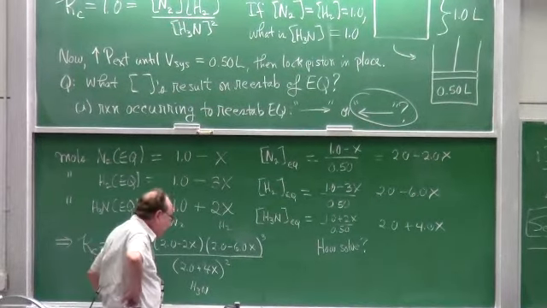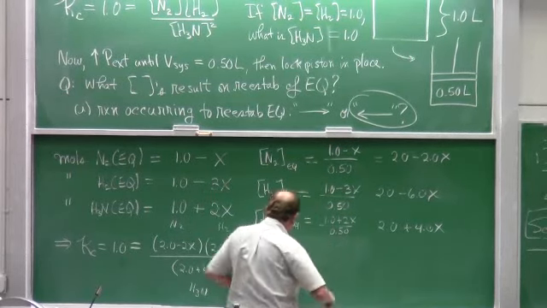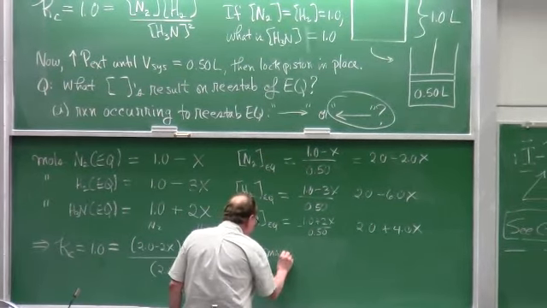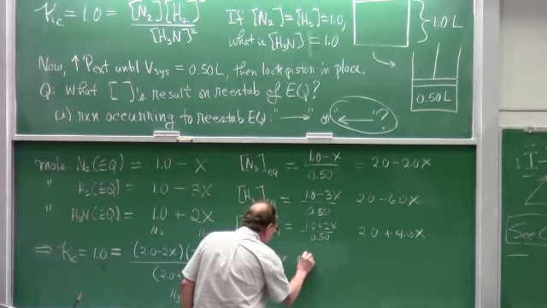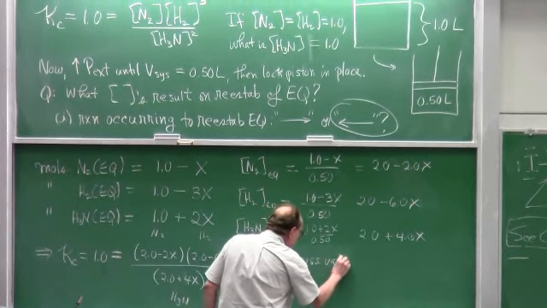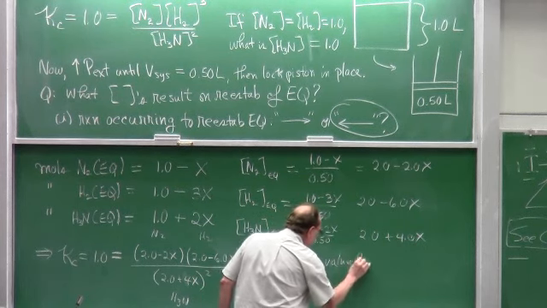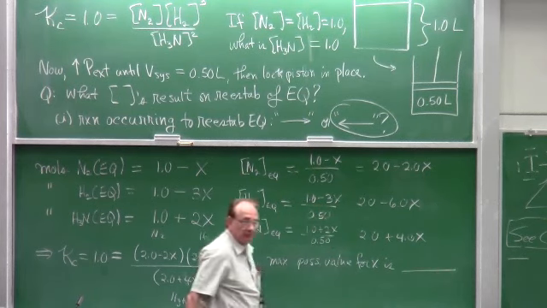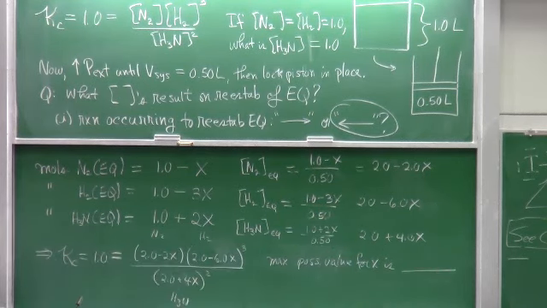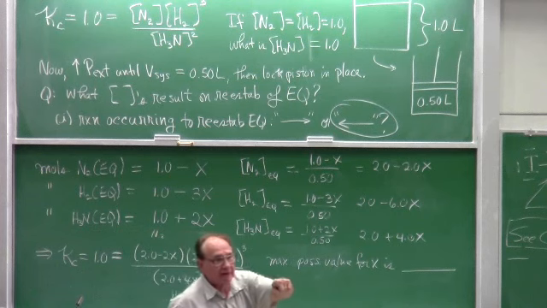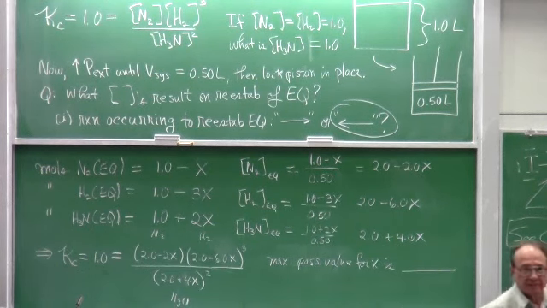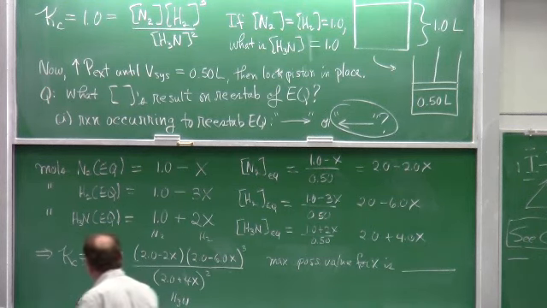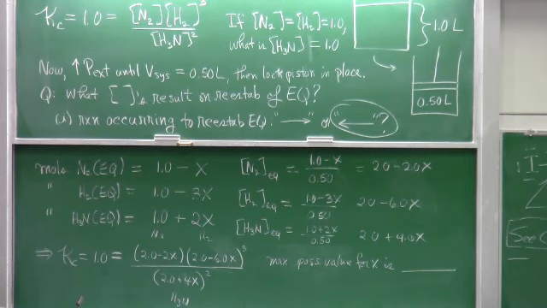So now I have a question. Max possible value for X is, fill in the blank. I accept that, but I don't want it as a common fraction. I want it as a decimal fraction. 0.33. That's correct. Do you all agree with that? Good.